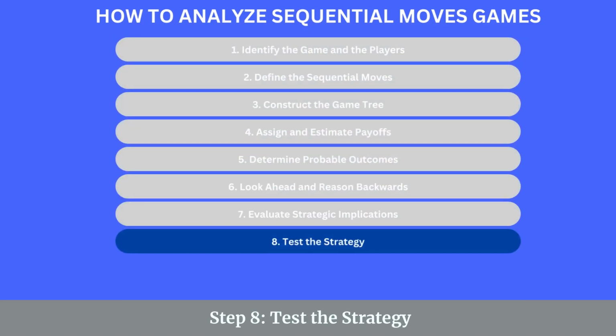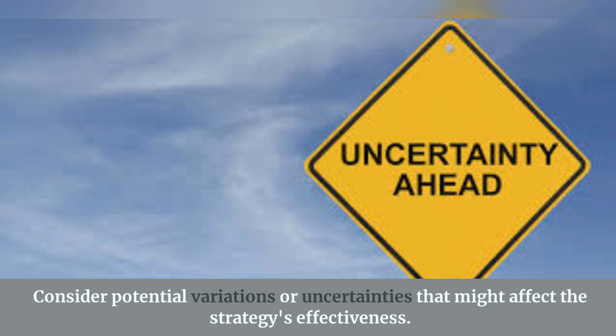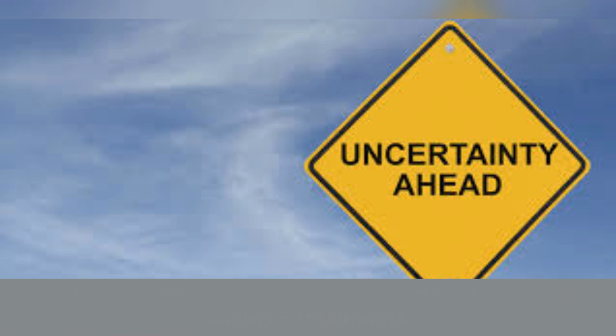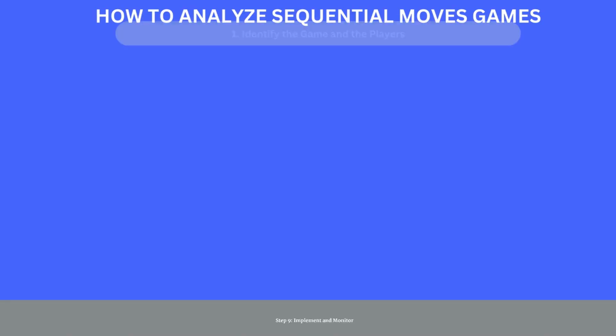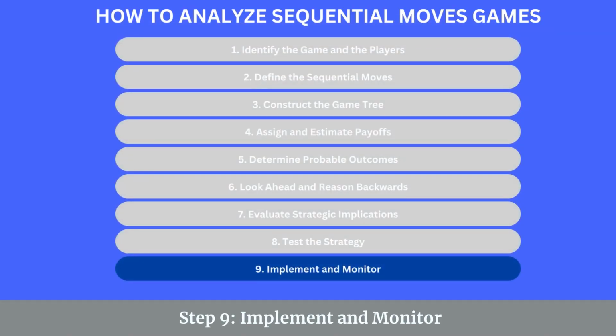Step 8. Test the strategy. Consider potential variations or uncertainties that might affect the strategy's effectiveness. Test the strategy against different scenarios to ensure its resilience in the face of changing conditions or unexpected moves by competitors. Step 9. Implement and monitor.